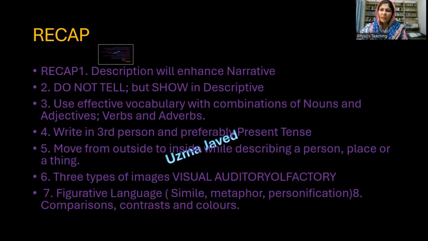Use effective vocabulary with combinations of nouns and adjectives, verbs and adverbs. Don't say "tree." Mention the length of the tree, the color of the tree, the shape of the tree. In the same way, don't say "I walked slowly towards the courtyard." Why were you walking slowly? This indicates your mood. Write in third person and preferably present tense in the descriptive essay. Although it depends upon the topic, here preferably present tense will be used.